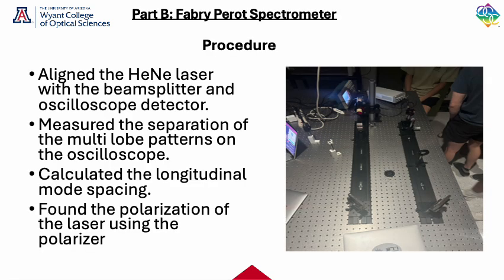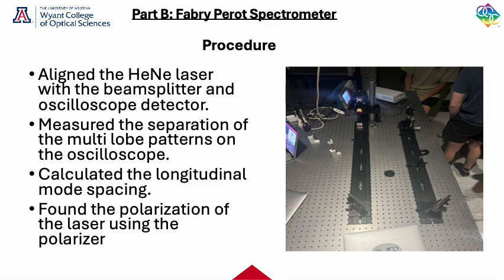For the Fabry-Perot spectrometer, we attempted to find the cavity length of the HeNe laser by first aligning the HeNe laser with the beam splitter and the oscilloscope detector. Then we measured the separation of the multi-lobe patterns and calculated longitudinal mode spacing to find the cavity length of the HeNe laser.